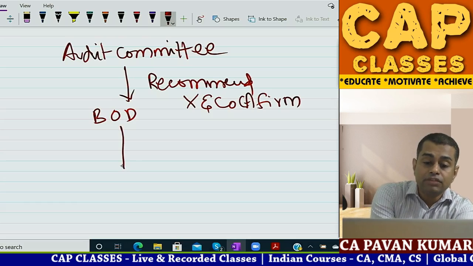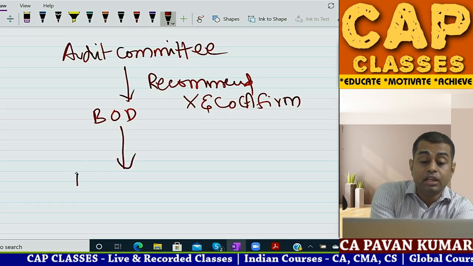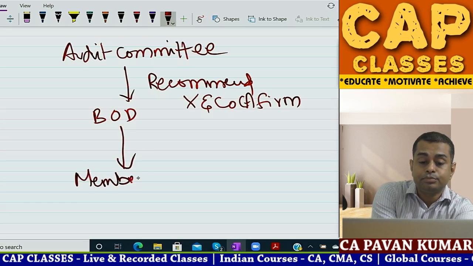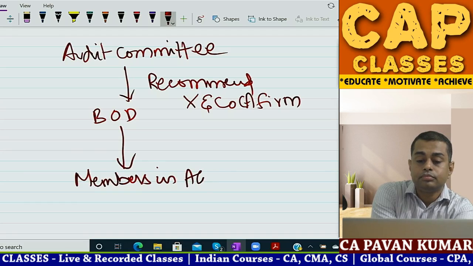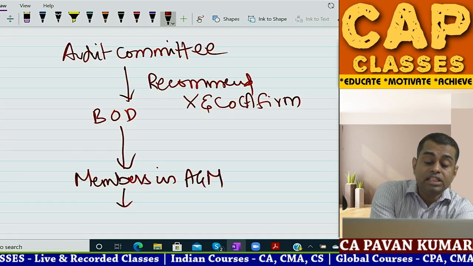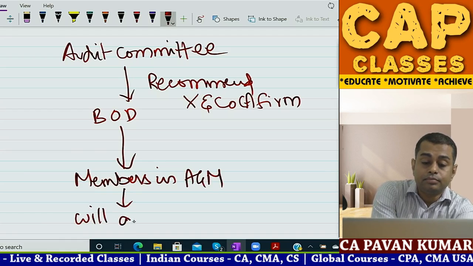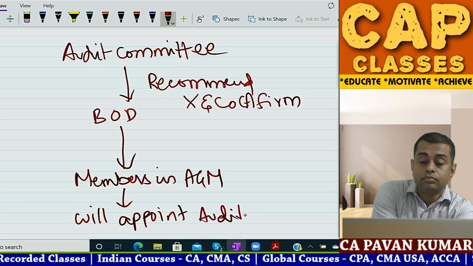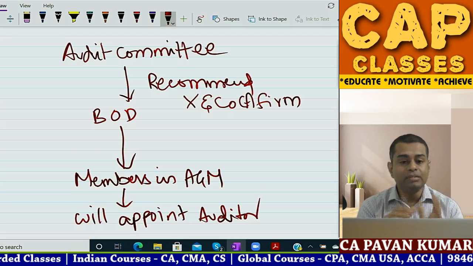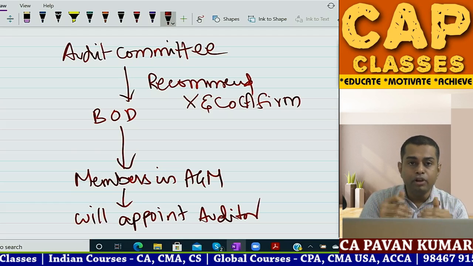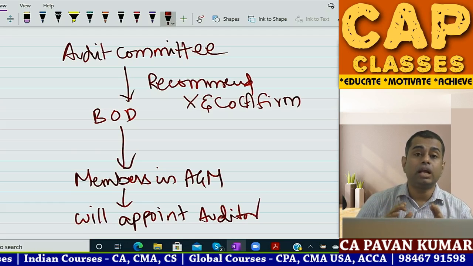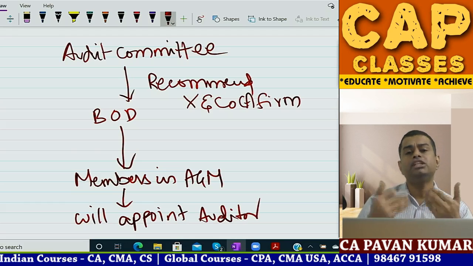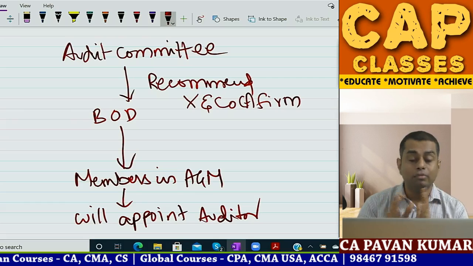The board of directors will put this forward to the members in AGM. Now, the members in AGM will appoint the auditor. This is the process. So the audit committee recommends to the BOD, the BOD will recommend to the members in AGM, then the members will pass a resolution. This is the normal process.